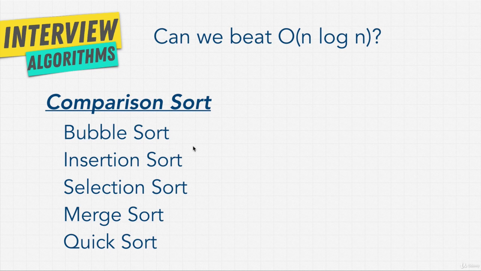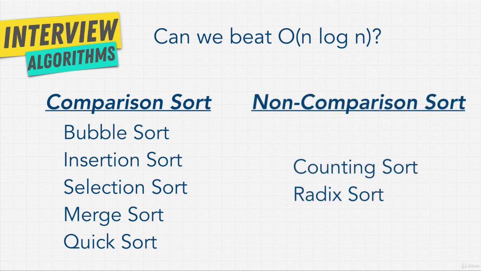But there is one exception to this rule. You can improve this if you don't make comparisons. What does that mean? There's a small section of inputs where we can actually beat O of n log n. And these are called non-comparison sorts. And you'll most likely see counting sort and radix sort. But what does that mean?